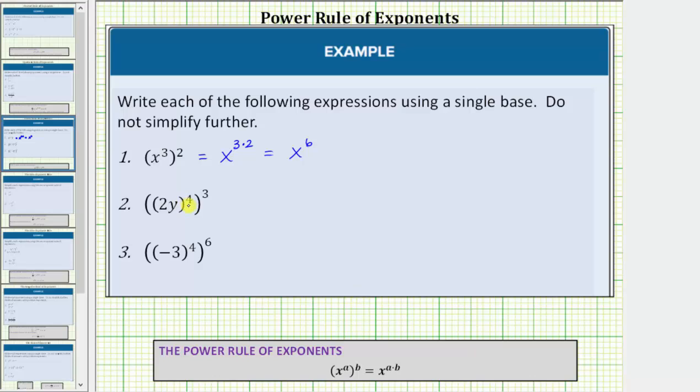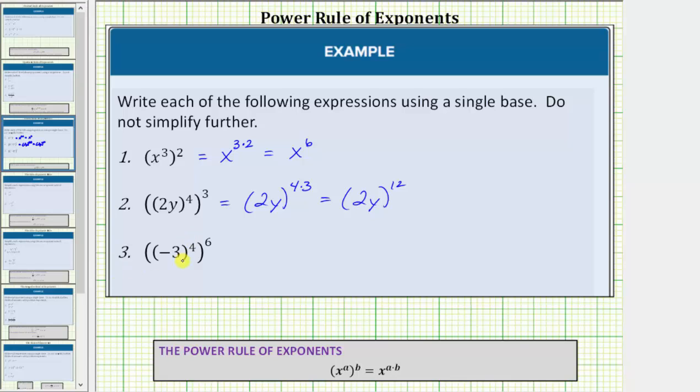For number 2, notice how we have the base of 2y raised to the fourth raised to the third power. So because we have powers raised to powers, we multiply the exponents. So this is equal to the base of 2y raised to the power of 4 times 3. 4 times 3 is equal to 12. This simplifies to the base of 2y raised to the 12th power. And now we are going to leave the expression in this form because the directions do say, write each expression using a single base, do not simplify further. So we do have a single base of 2y and an exponent of 12.